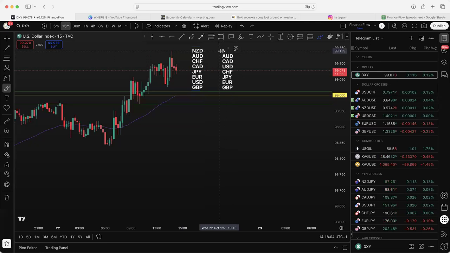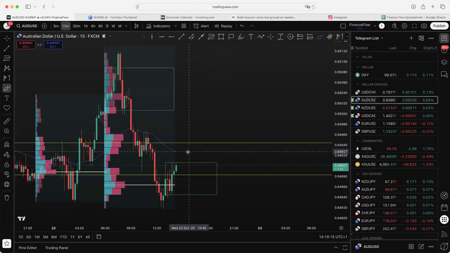So what we want to do at the beginning is identify these, our top three, and these, our bottom three here. It's very, very easy. And then we can look to trade against them.